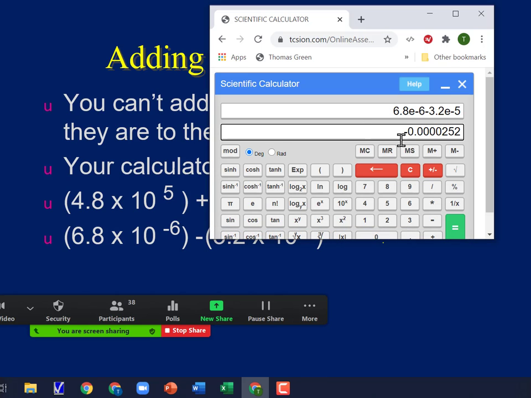okay, I got a negative number, and it's 1, 2, 3, 4, 5 times over. So it's got to be 2.52, and it's going to be negative 2.52 times 10 to the negative fifth.